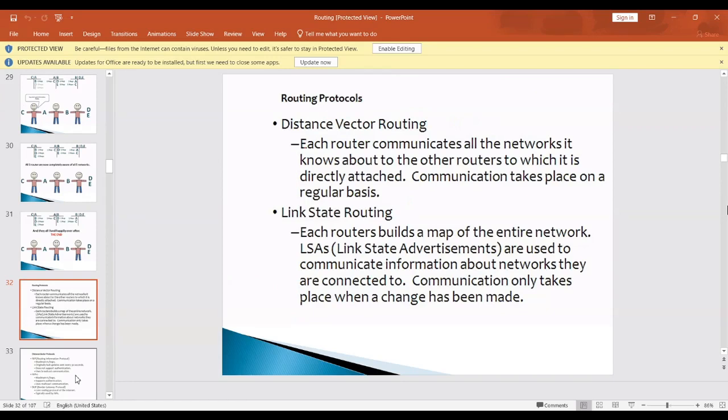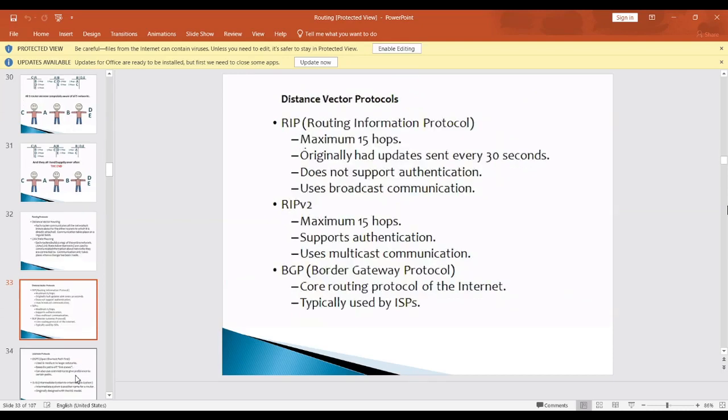level, and therefore the efficiency of routing is also very high with respect to distance vector routing, because in distance vector routing this communication is taking place on a regular basis, right? So these are some of the distance vector routing protocols. Actually, they are dynamic routing protocols in another way. One of the distance vector routing protocols is RIP, or the Routing Information Protocol.